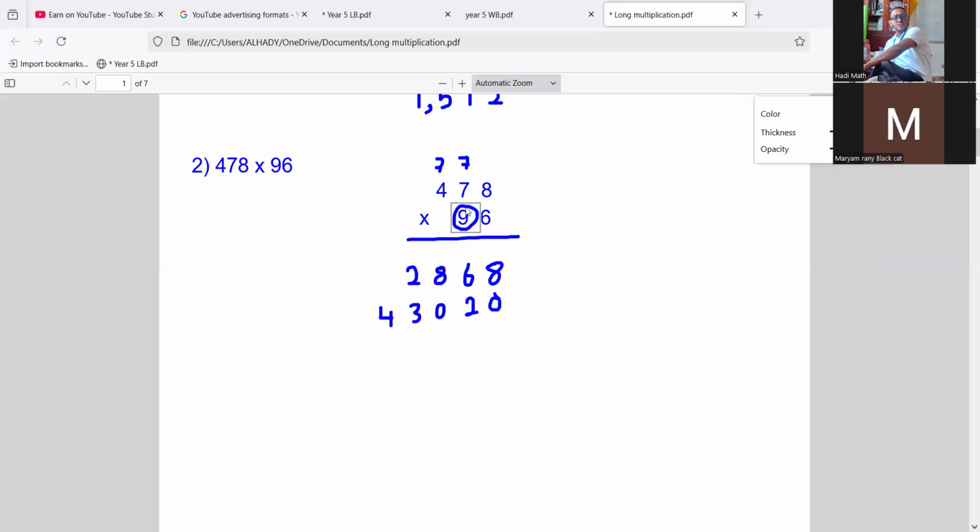Now forget about this top part and pay attention to your two results here. Add them. 8 plus 0 is equal to 8. 6 plus 2 is also 8. And 8 plus 0 is also 8. And 2 plus 3 is 5. And 4, you put it down. When you'd like to read your number, count 1, 2, 3, put a comma, then it is 45,888. Are we clear? Yes.